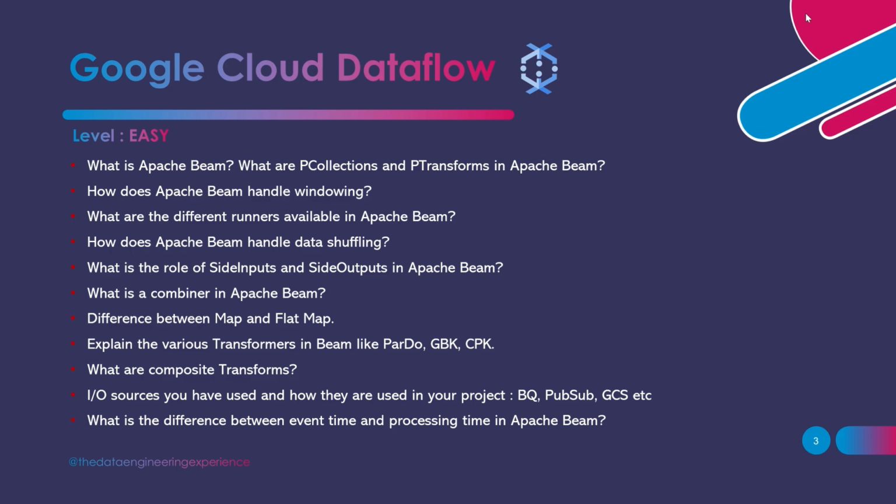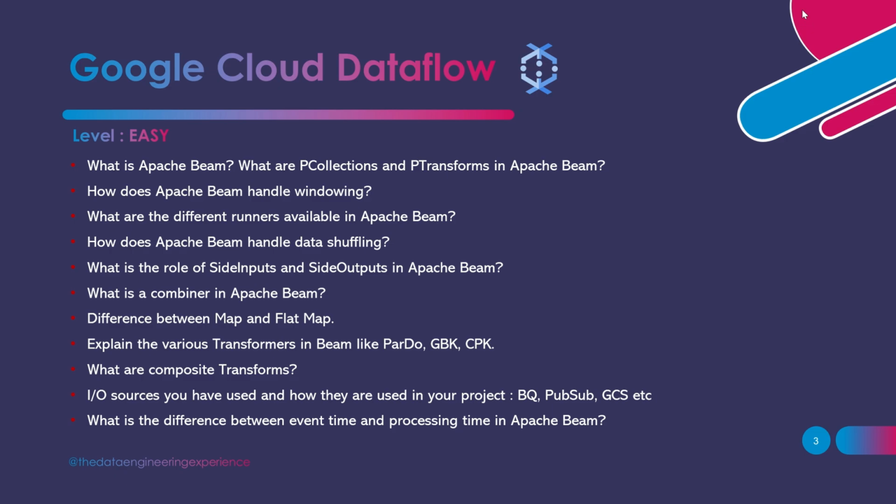Then what is the role of side inputs and side outputs in Beam? So side inputs are a small additional data set that can be used in the same PTransform in addition to the main PCollection that you are using. This is basically used when you need to filter on a particular data set based on a certain predefined condition or a lookup value.